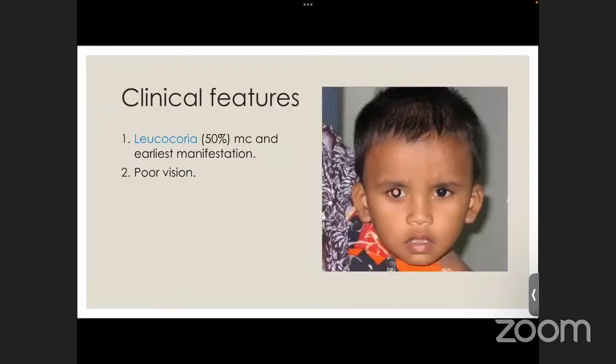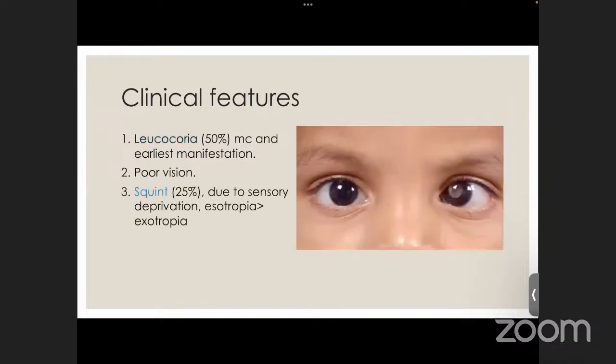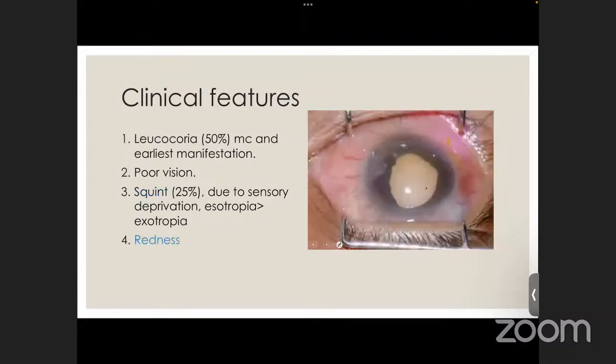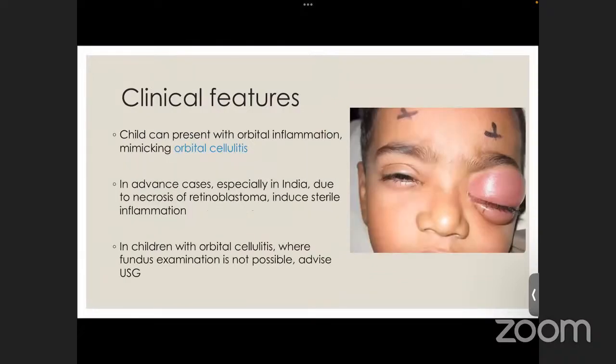Coming to the clinical features, leukocoria is the most common sign and the earliest manifestation with which the child presents to the OPD, and it is present in around 50% of patients. The patient will also have poor vision. Patients will present with squint in 25% of cases due to sensory deprivation, and esotropia is more common than exotropia. The patient can also present with redness.